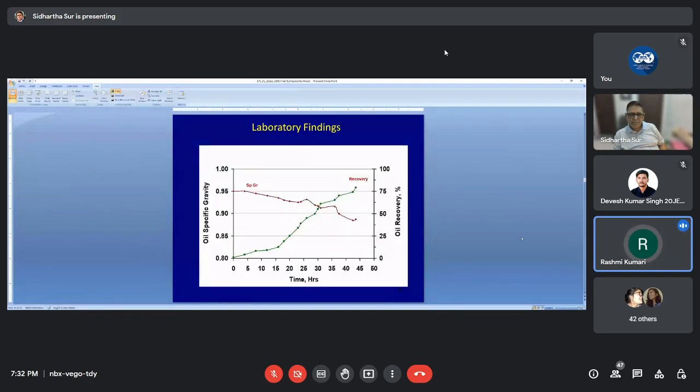Laboratory findings of oil specific gravity versus time. This is evidence of in-situ combustion upgrading the oil in the reservoir. This is the clear-cut evidence. This is a laboratory. In the field, you may not see this happening because it gets blended with the other unswept oil. In a long displacement process, injector and producers are far apart, so you don't see this evidence. You see it in the laboratory because the tube is only 2 meters long. In the field, it is 500 meters long, so you don't see this.